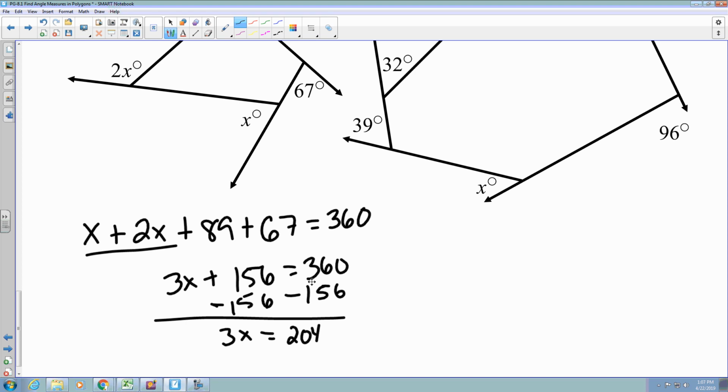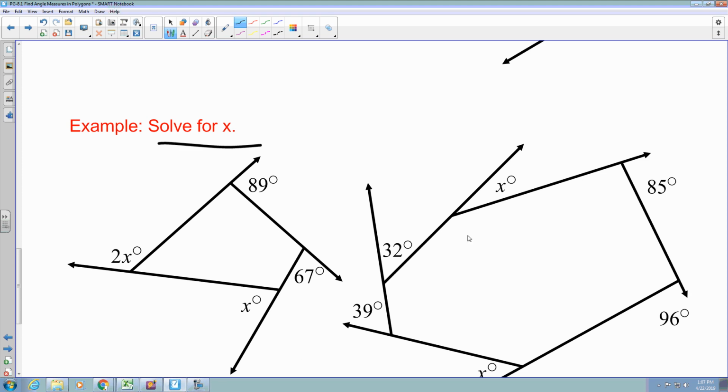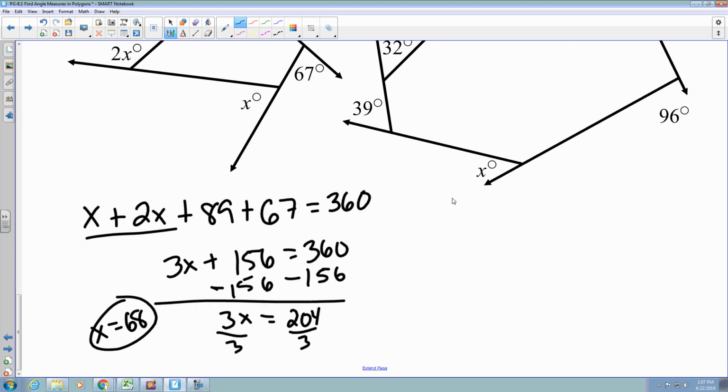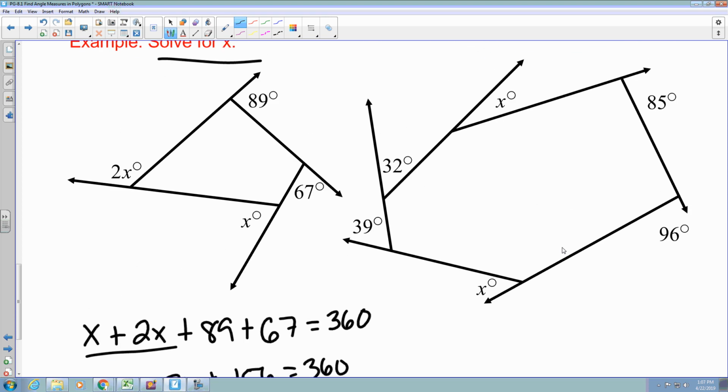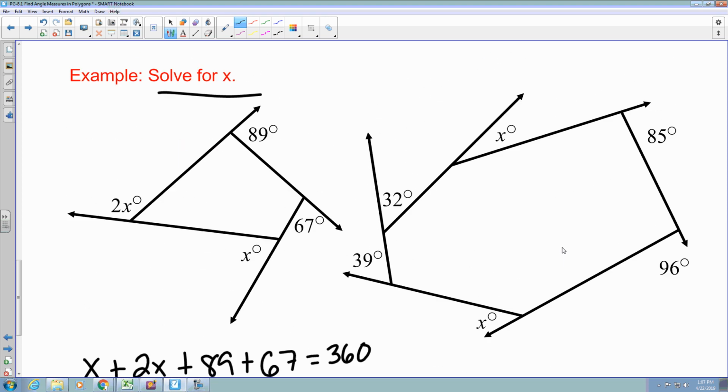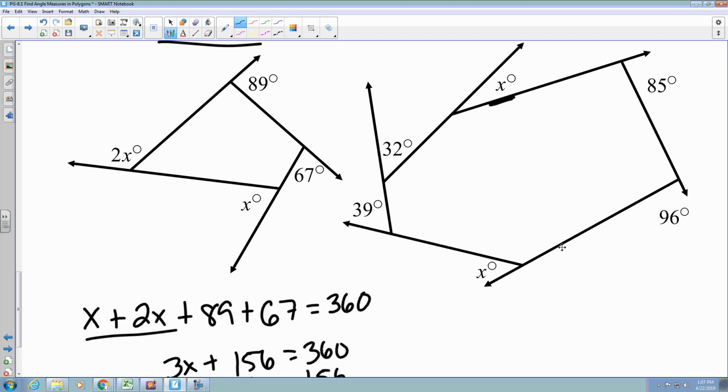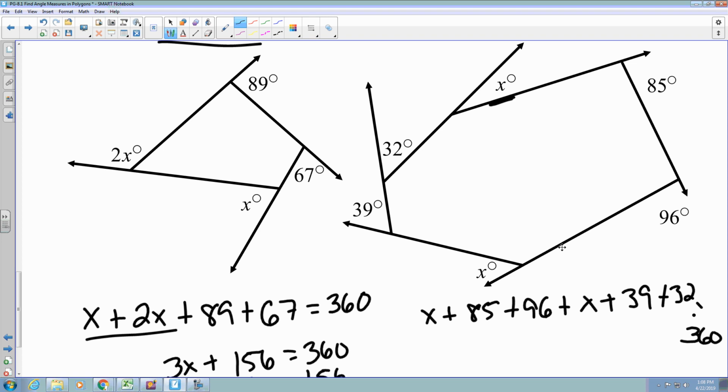Finally, divide everything by 3. X in this case is going to equal 68, and all they wanted you to do is solve for x. They didn't ask for all of the exterior angles, so x is 68. All right, so I go here. Again, doesn't matter how many sides there are, so I'm going to start over here. So I got x plus 85 plus 96 plus x plus 39 plus 32. That's going to equal 360.